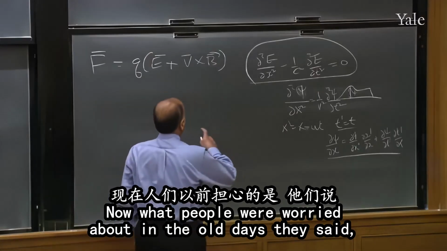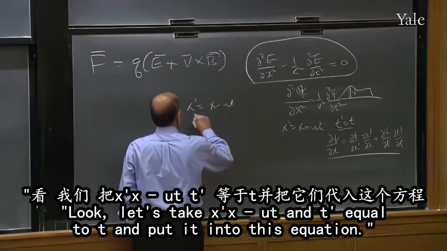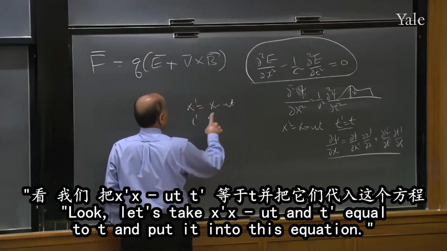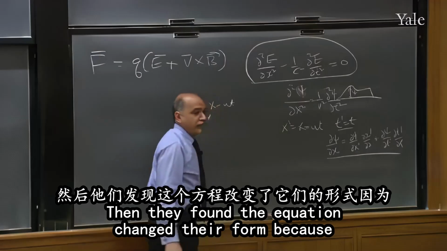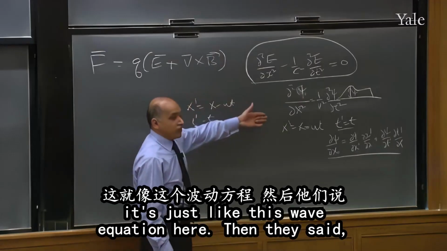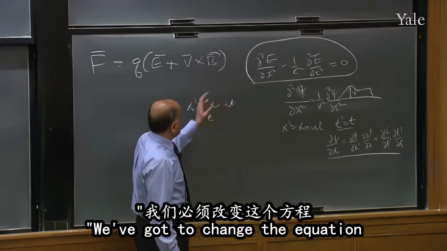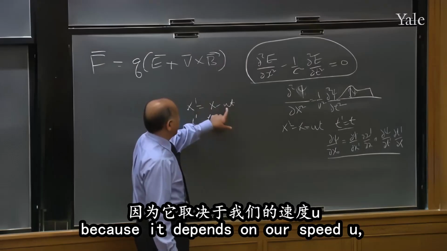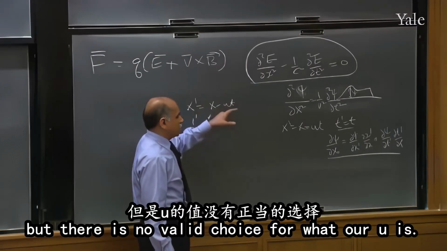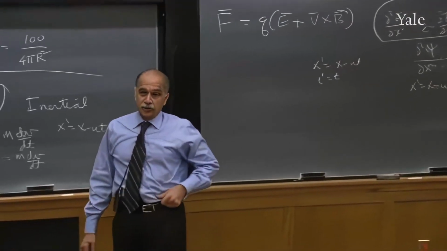Now, what people were worried about in the old days, they said, look, let's take x prime equal to x minus ut and t prime equal to t and put it into this equation. Then they found the equation changed its form, just like this wave equation here. Then they said, we've got to change the equation because it depends on our speed u, but there is no valid choice for what our u is. What is our speed relative to this magical ether?